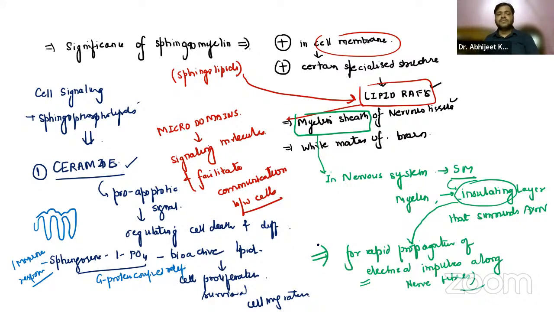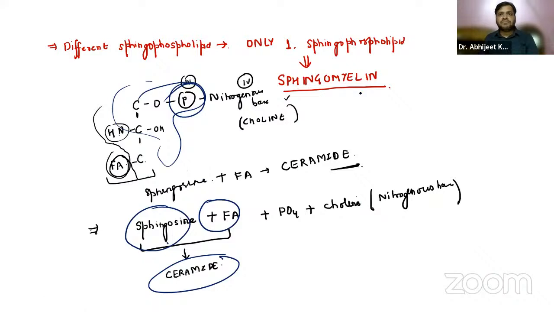These sphingolipids are implicated in neuroprotection, right? I've already told you they are the insulating layers. So yes, we have two more points. You can just remember them in the structure also. Let me just use one pen over here.